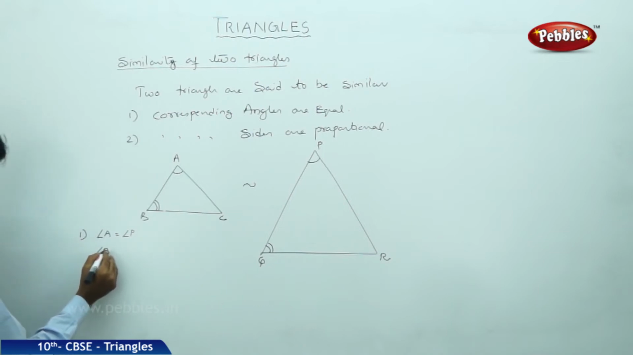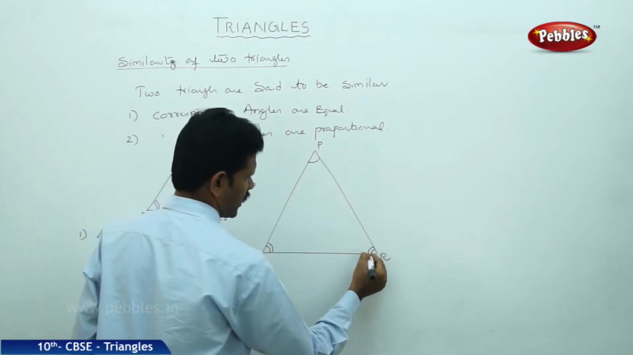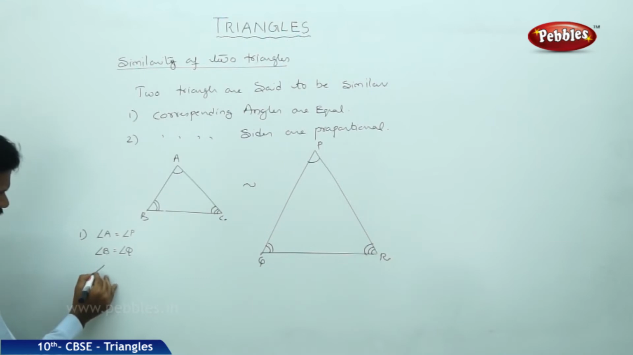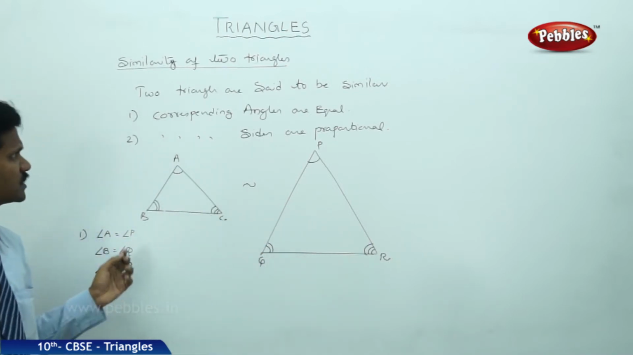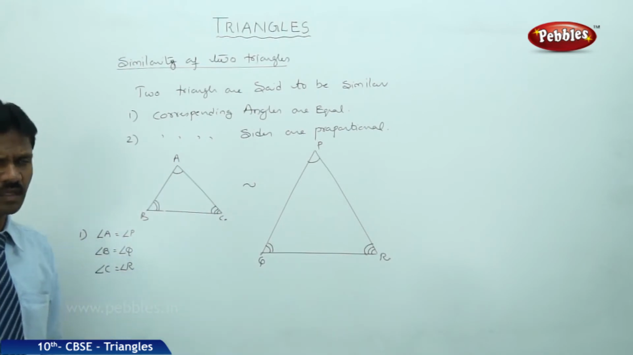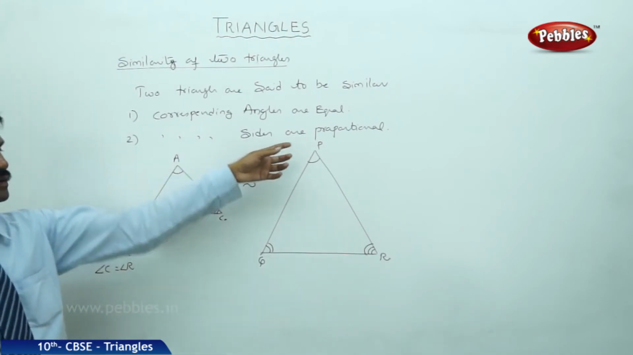Angle B is equal to angle Q. Next, angle C is equal to angle R. That is, two triangles are said to be similar. Condition number 1 is corresponding angles are equal. Number 2, corresponding sides are proportional.